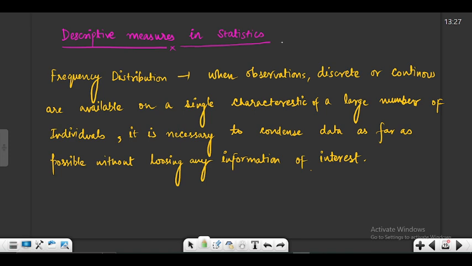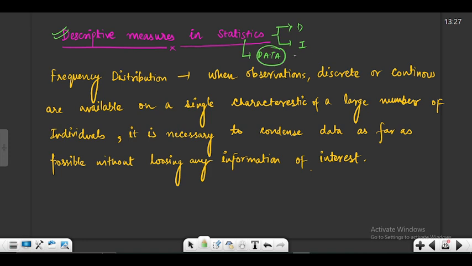So let's talk about a new topic. In the previous topic, we had talked about the fact that statistics can be in two parts, descriptive and inferential. So we'll be starting with descriptive measures in statistics. In the definition of statistics, we had seen that it's about collection, organization, and analysis of data.